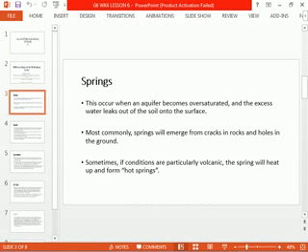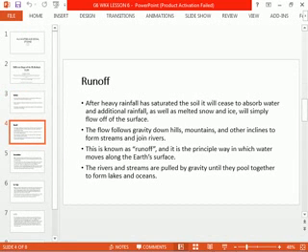Proceeding with our lessons, let us look at springs. The process of springs. How does this occur? This occurs when an aquifer becomes oversaturated and the excess water leaks out of the soil onto the surface. Most commonly, springs will emerge from cracks in rocks and holes in the ground. Sometimes, if conditions are particularly volcanic, the spring will heat up and form hot springs. That's the formation of springs.